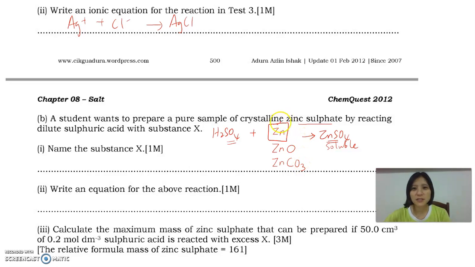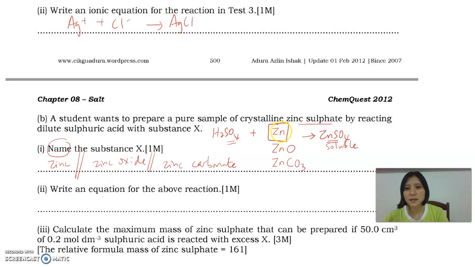So name the substance X. So any of these, and don't forget it's a name. So you can either write zinc or zinc oxide or zinc carbonate. Okay, just double check. Is zinc more electropositive than H or not? Yes, it is.